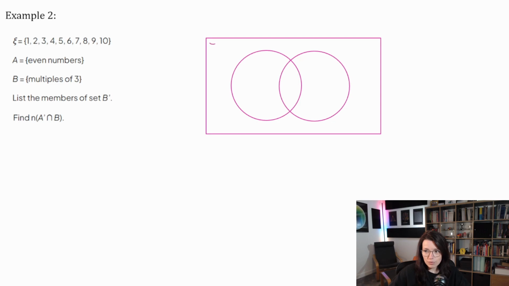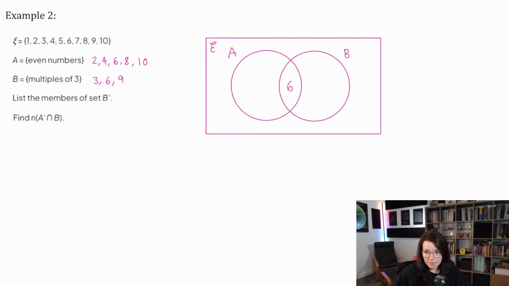So if we label the universal set in the corner, I always find it helpful just to list out the elements of any of the sets that are given. So for A, even numbers within that universal set are 2, 4, 6, 8, and 10. And the multiples of 3 are 3, 6, and 9. So if that's set A and that's set B, in the overlap between A and B, we can see we have the number 6.